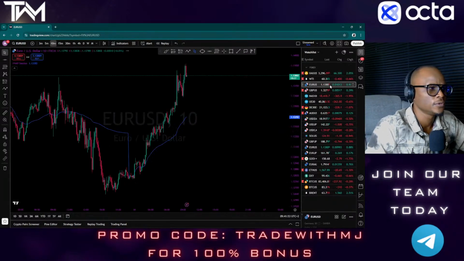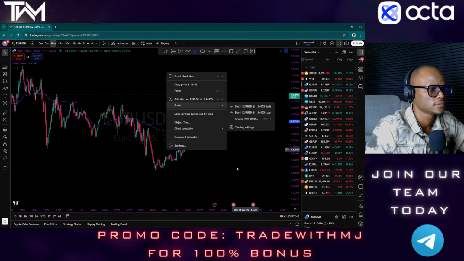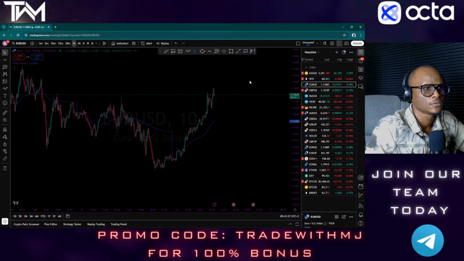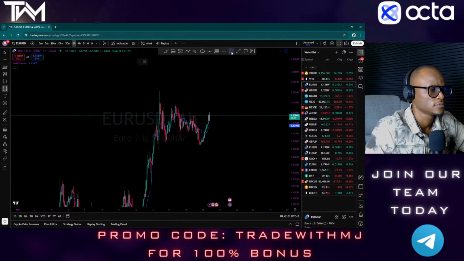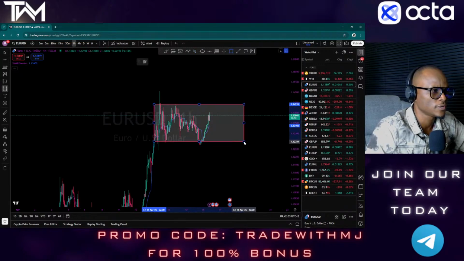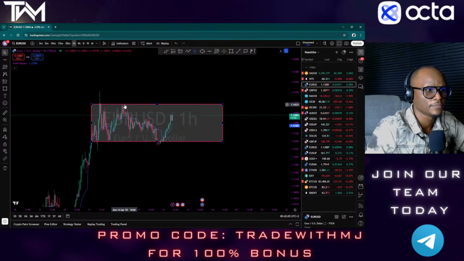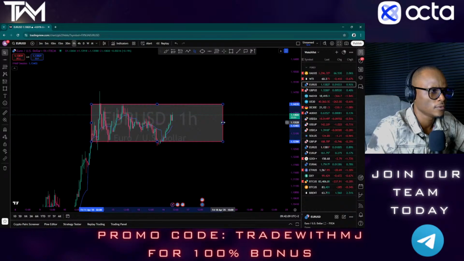I was not even aware. Euro is up by close to 1%. Didn't even notice. My frustration with this euro dollar is that we are playing between $1.14 and $1.12 on the 1 hour.